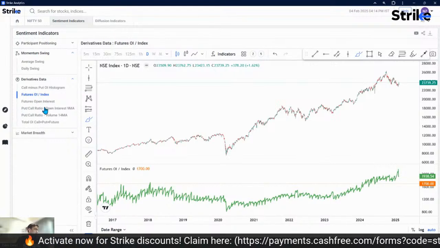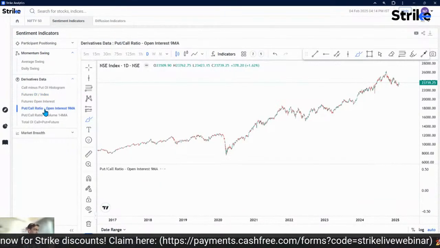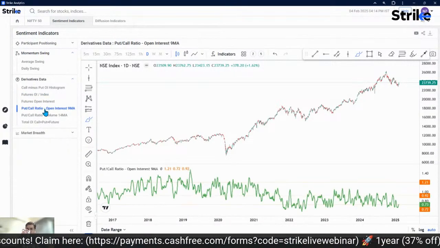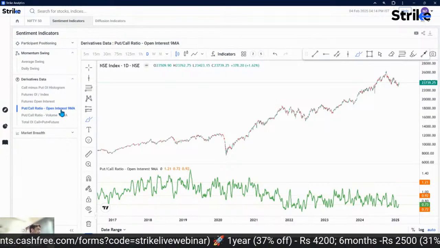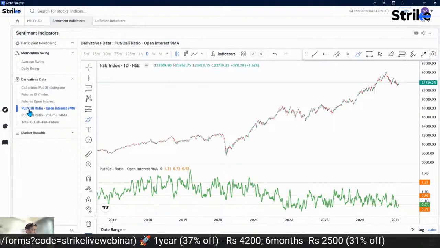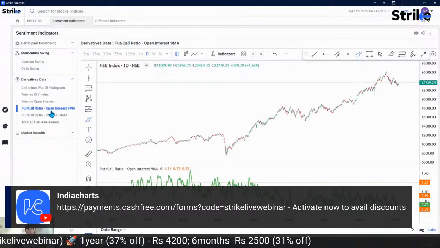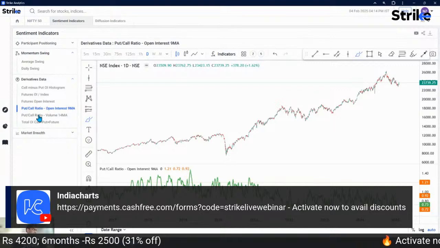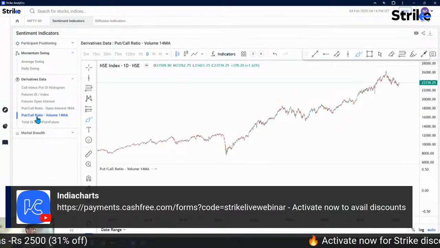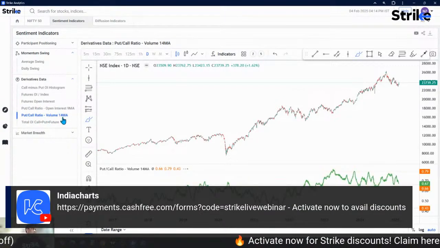Now comes another important indicator over here. This particular indicator is the put divided by call ratio, open interest, 9 MA. And we have another one, which is the put divided by call ratio with volume, 14 period moving average.